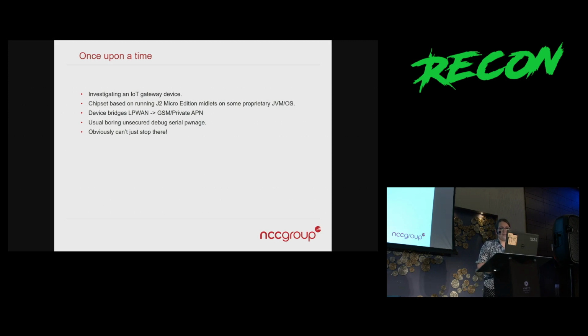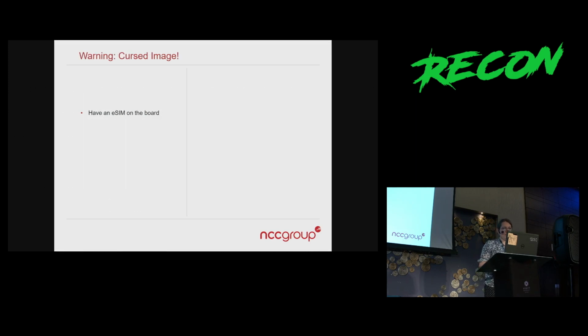I had taken the usual device local exploitation routes of finding an unsecured debug port. None of that's particularly interesting, and what I really wanted to do is see if I could find a way into the back-end services themselves using the resources available on the board. So we have an embedded SIM card on the board. We want direct APN access to the back-end systems because they're way more interesting than a little smart home network.